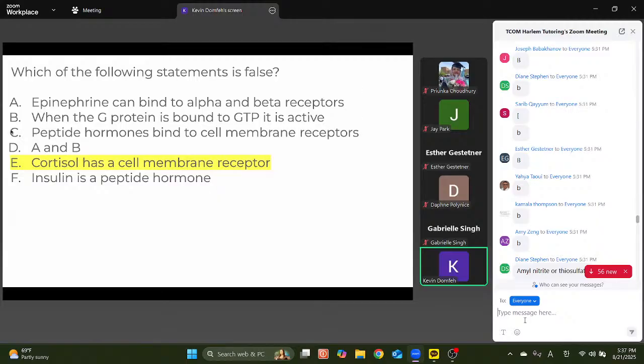A and B are totally false, right? Because we've already seen from another slide that epinephrine binds to both alpha and beta receptors. And when the G protein is bound to GTP, it's active. What would be the case for an inactive G protein? What would they have to bind to?